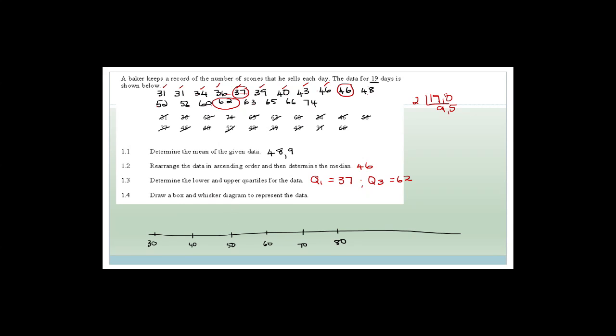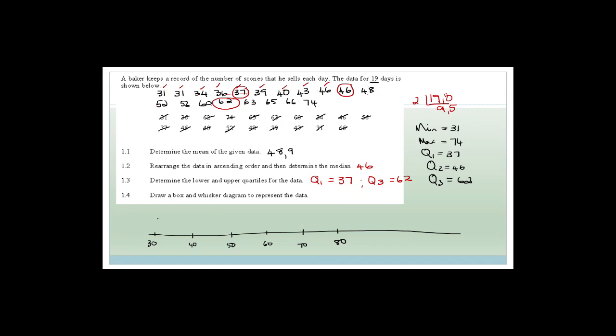So do you agree that if we need to do a box and whisker diagram, we need a 5-point summary. So we need minimum, maximum, Q1, Q2, Q3. That's what we need, okay? So the minimum, do you agree, is 31, and the maximum is 74. Q1 is 37, Q2 is a median, which we worked out to be 46, and Q3 is equal to 62. So very easy to be able to do. Oh, and we've done the maximum.